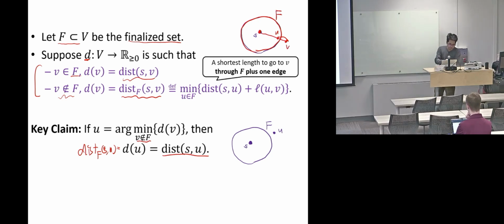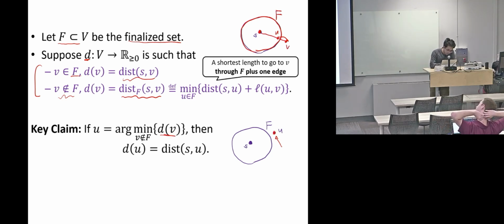All right. So basically, take the guy that is not finalized but closest, the one whose estimate is minimized. Then the estimate we have is already correct. Okay, so let's try to prove this. It's actually the key claim.